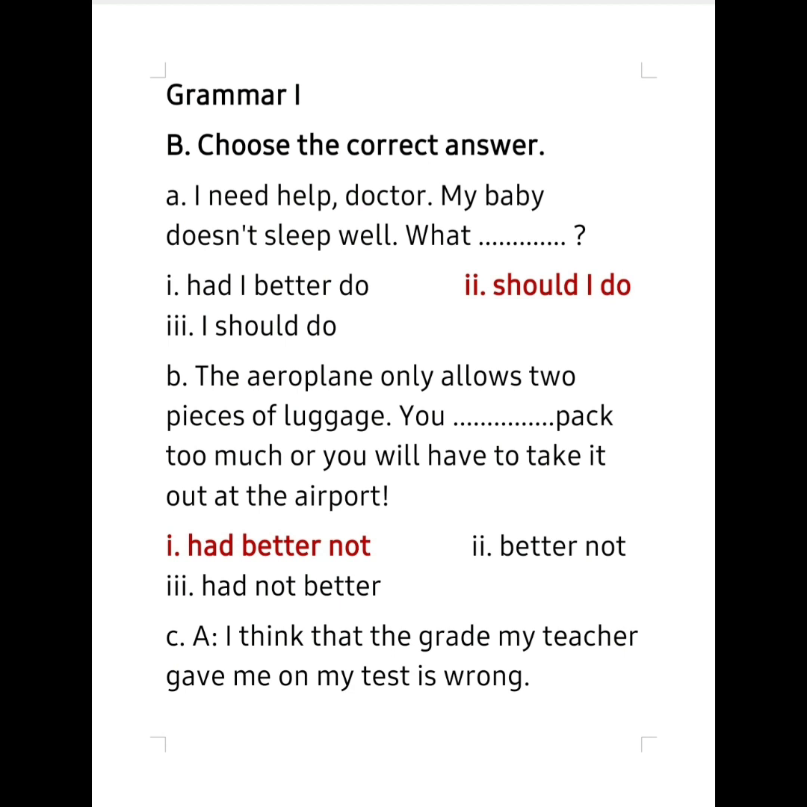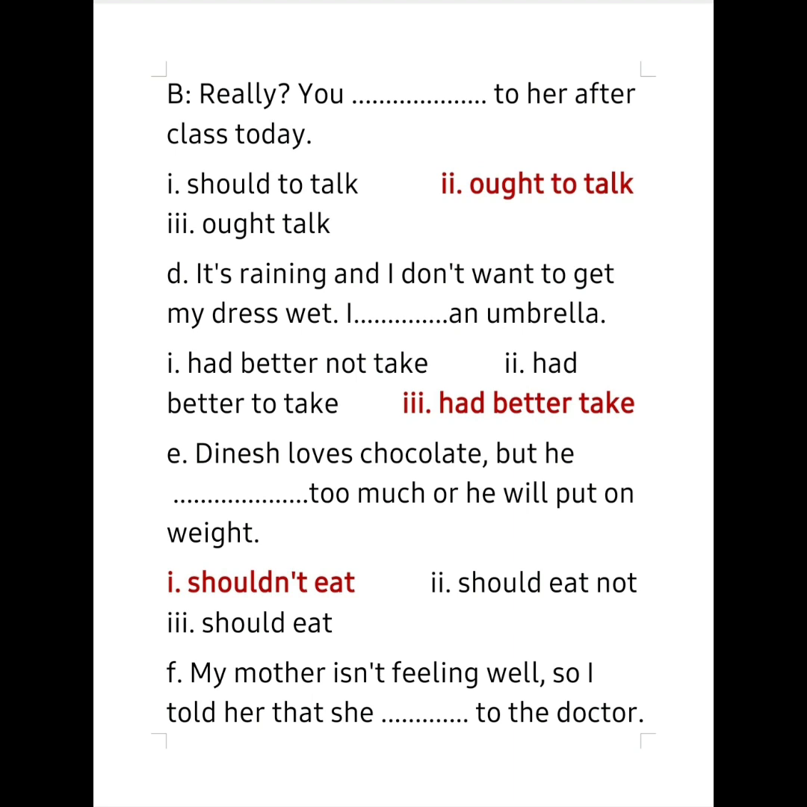C. A. I think that the grade my teacher gave me on my test is wrong. B. Really? You to her after class today. Answer. 2. Ought to talk. D. It's raining and I don't want to get my dress wet. I an umbrella. Answer. 3. Had better take. E. Dinesh loves chocolate, but he too much or he will put on weight. Answer. 1. Shouldn't eat.